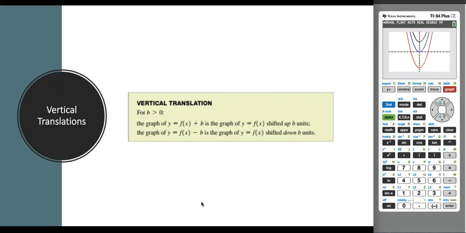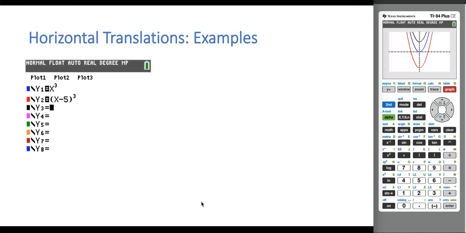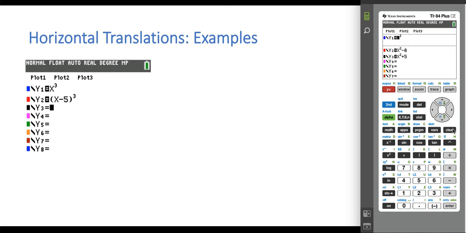Okay. So what I want you to do now is talk about horizontal translations. I'm going to do these two separately. So first we're going to graph y equals x cubed and y equals (x minus 5) cubed. So I'm going to go back to my y equals key. I'll clear out the functions I had before. And this time I'm going to type x cubed. I use the caret button and a 3. Those of you with an older calculator, you do the same exact keystrokes. It just looks a little different for you.